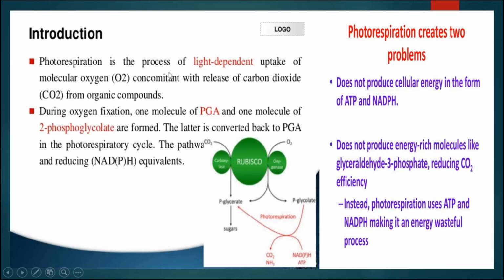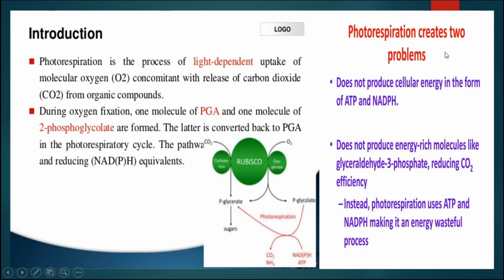Photorespiration is a light dependent process, that means uptake of molecular oxygen concomitant with release of CO2 from organic compounds. During oxygen fixation, one molecule of PGA, that is phosphoglyceric acid, and one molecule of 2-phosphoglycolate are formed, and the latter is converted back to PGA in this process, that is the photorespiratory cycle.